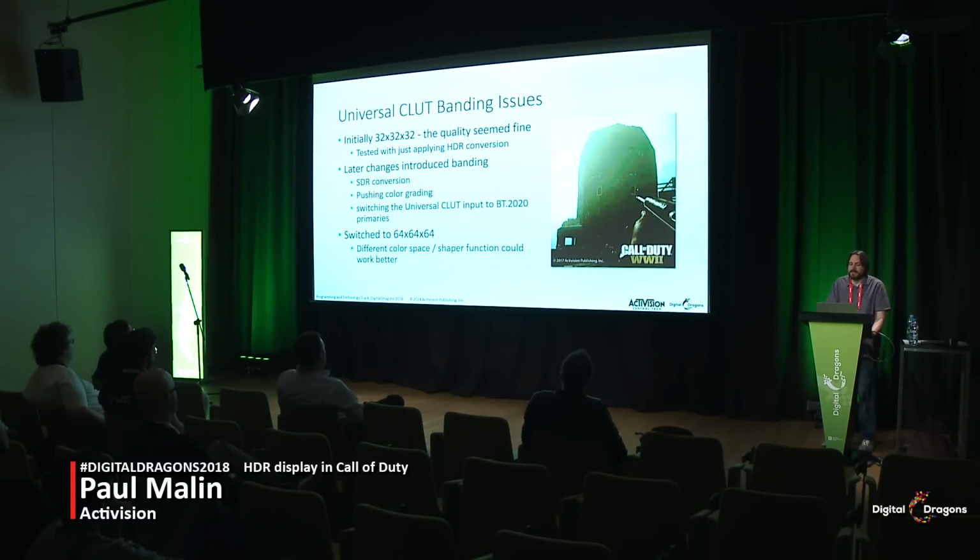So when we initially added the universal CLUT, everything was fine, but as we moved forward, we started to see some banding issues, as you can see in this image with the contrast boosted. We could have fixed this in a number of ways, but we ended up just increasing the size of the CLUT to 64 cubed to fix this.